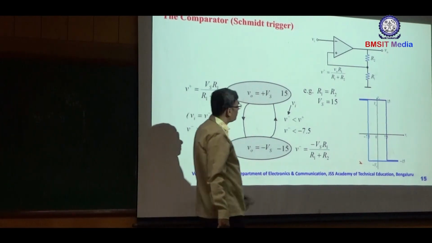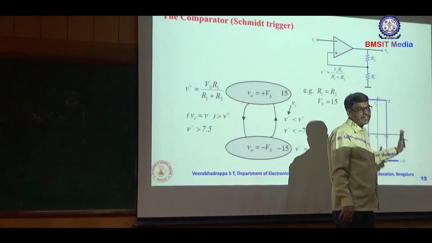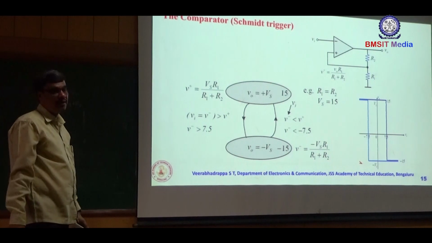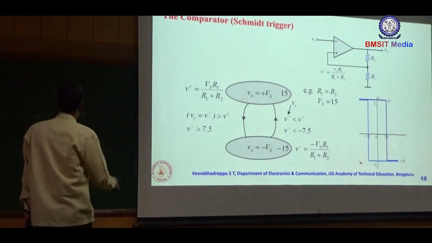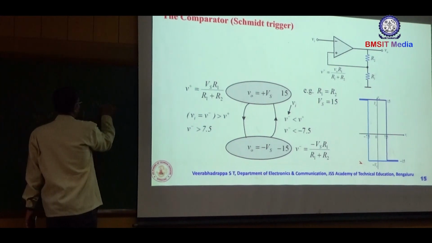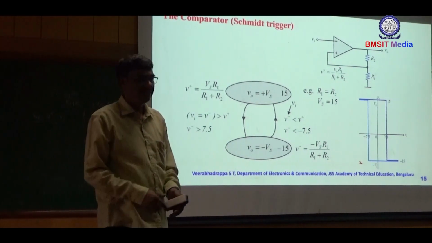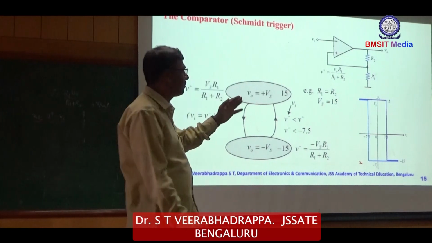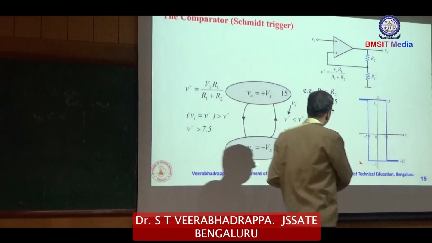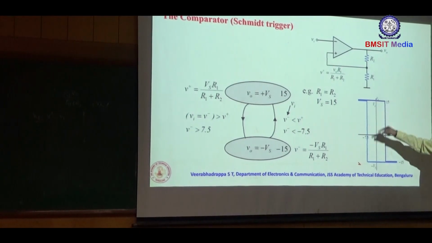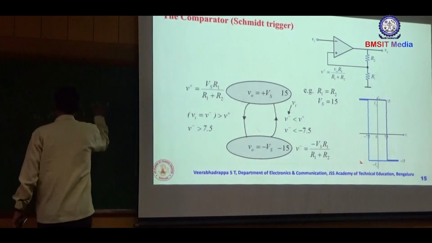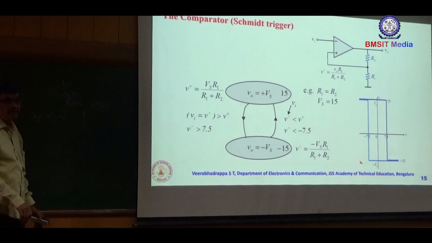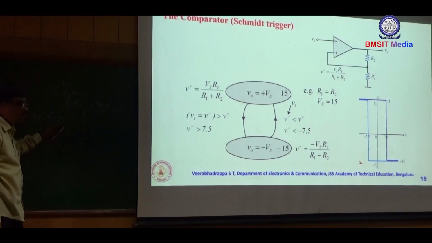Now the output maintains some voltage V0. Initially the output voltage is at positive saturation. Are you agree? The output maintains the saturation voltage. What is the output voltage now? This is positive, which implies that V saturation is positive. V plus is also positive. Are you agree? V plus is positive, which means this difference voltage is positive.